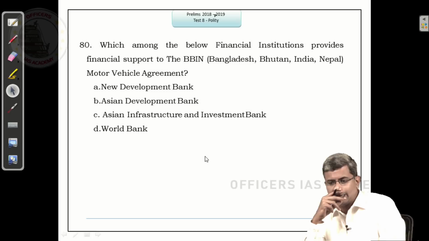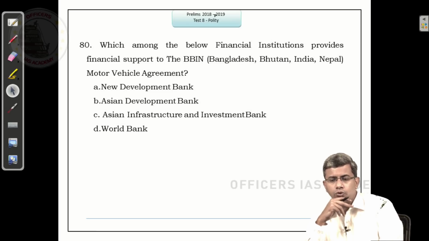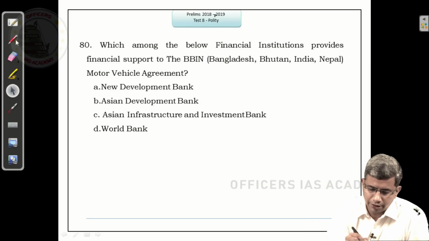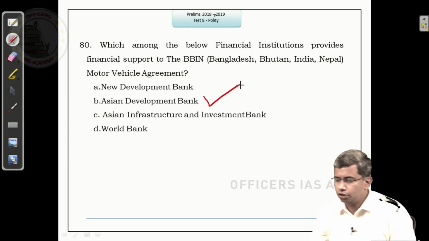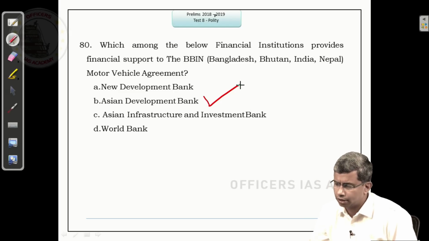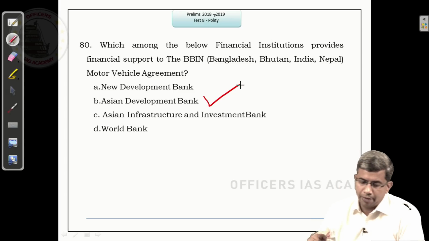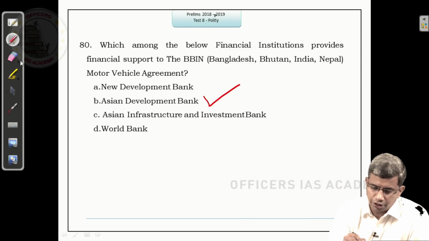Which among the below financial institutions provides financial support to the BBIN, Bangladesh, Bhutan, India, Nepal Motor Vehicle Agreement? The correct answer is Asian Development Bank. So this is a new initiative which covers areas like water resource management, connectivity, power, transport, infrastructure amongst these countries, these neighbors, and it is the Asian Development Bank which funds these initiatives, right.